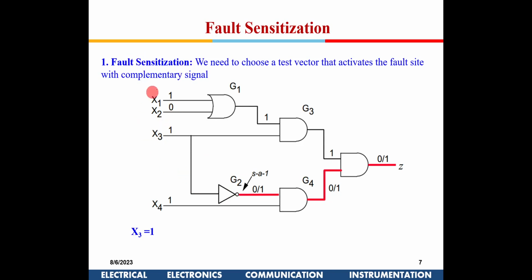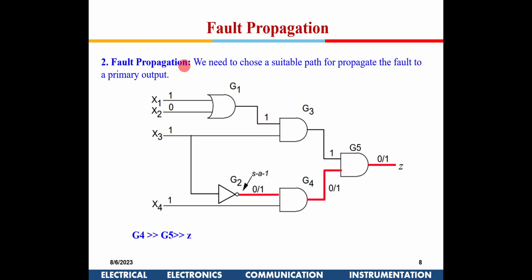Once we do the sensitization, next is fault propagation. So we choose a path. In this particular circuit, there is a single path. So I identify G4 and G5 as the gates through which I will propagate the fault. Later on we will see algorithms where there will be multiple paths, and how to choose an appropriate path, we will see later, in the next class or the one after. As of now, I am just covering the definition of fault propagation.